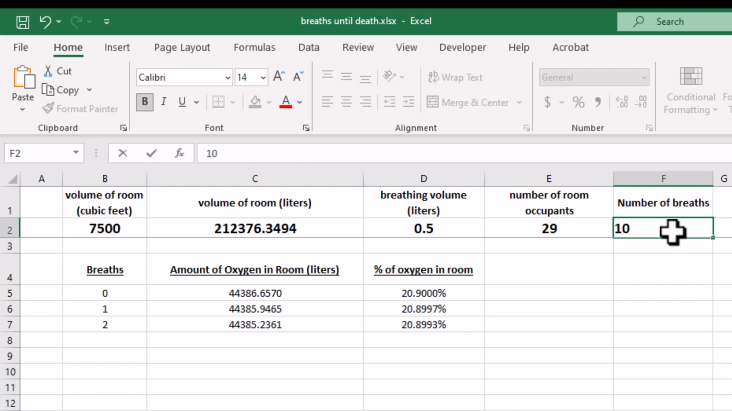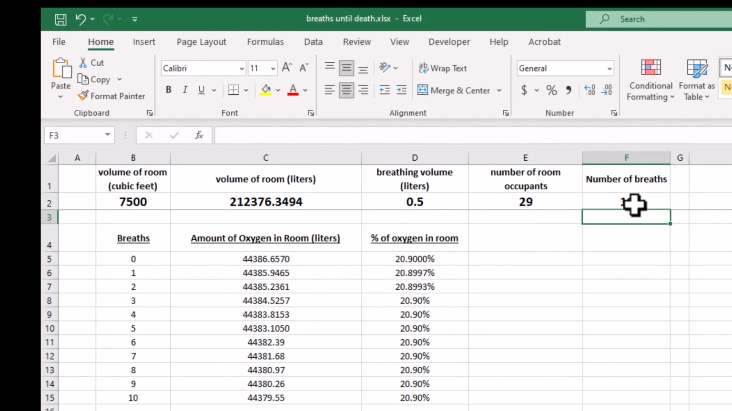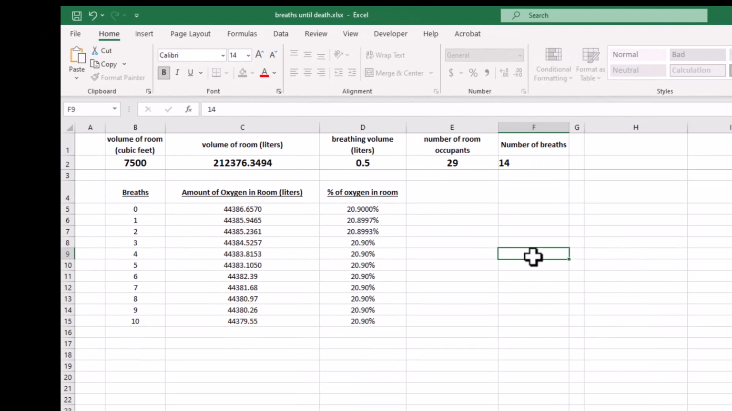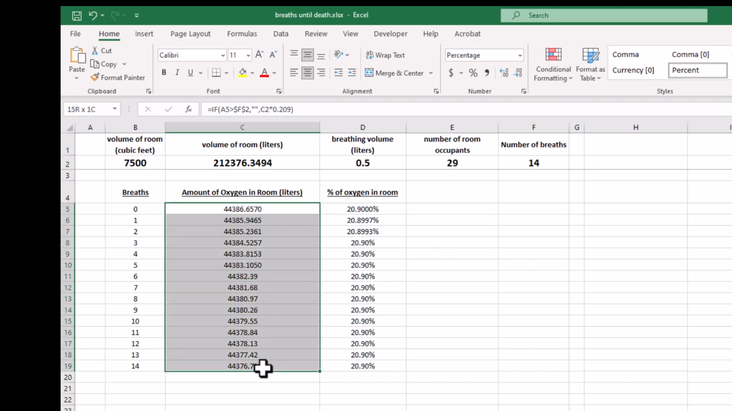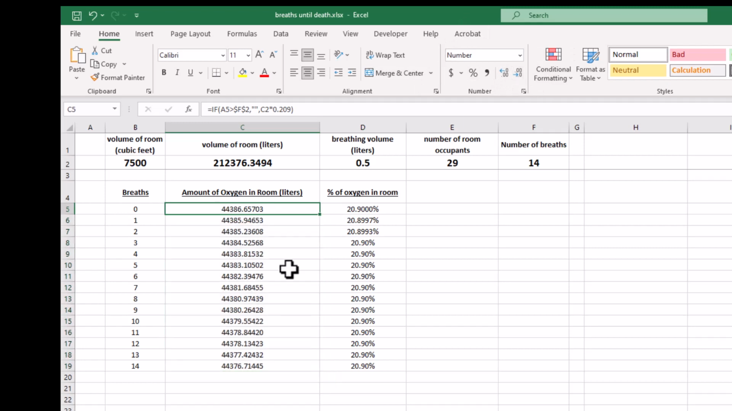Let's take 10 breaths altogether, and that's what's going to happen. What do we say? 14 breaths per minute. So let's say we each take 14 breaths in a minute. And there we go, caught up. So we are now down from a high of, let's give ourselves a few more decimals here, 44,386 liters.